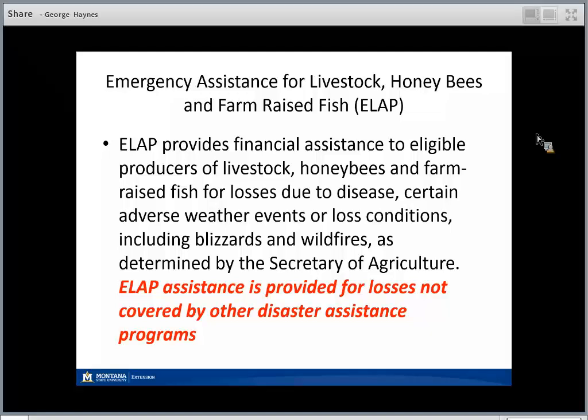ELAP provides financial assistance to eligible producers of livestock, either people that produce it or people that contract to produce it, honeybees, and farm-raised fish for losses due to the following: diseases, certain adverse weather events, or loss conditions, including blizzards and wildfires, as determined by the Secretary of Agriculture. So the Secretary of Ag, Sonny Perdue, is the one that's going to make the call on whether they're going to allow emergency assistance dollars to be paid for things that have occurred in your area. ELAP assistance is provided for losses not covered by other disaster assistance programs. So this is the mop-up nature of this particular program.